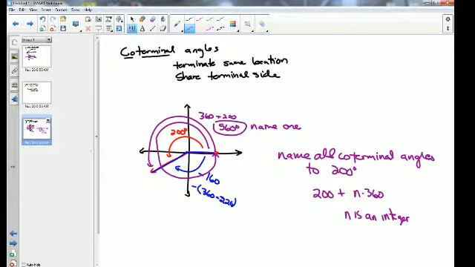Kellen, where'd you get 326? Right there. 360 minus 326 is what? 220? Or I mean 220. Where'd you get 220? I don't know.